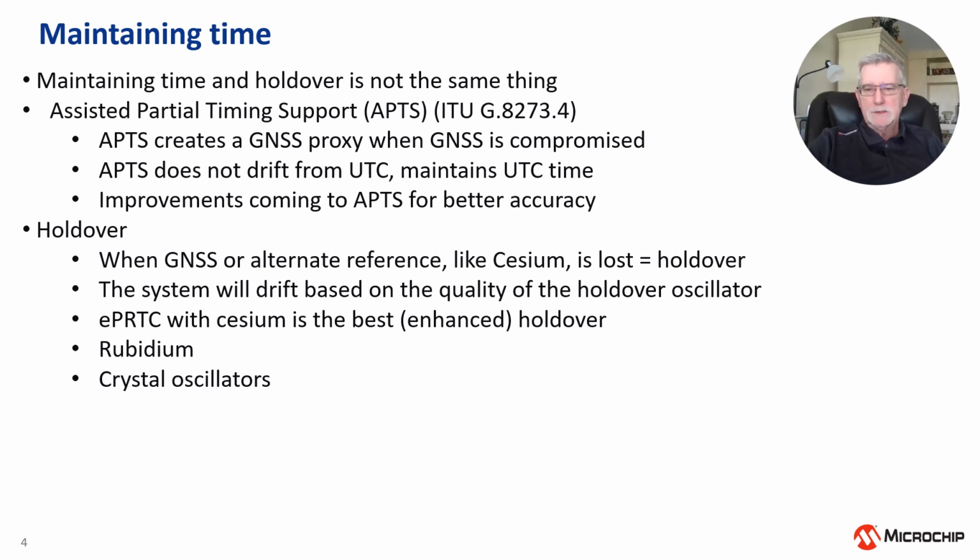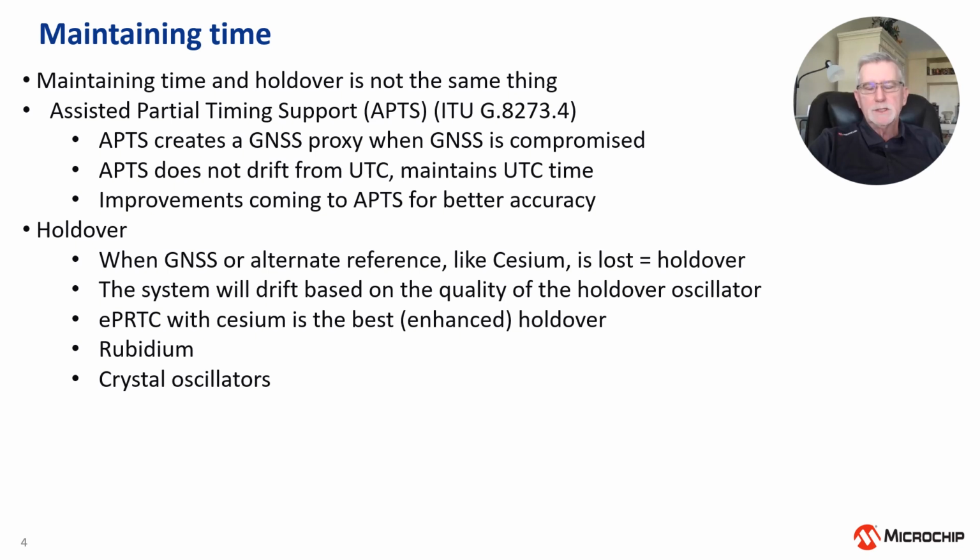A crystal oscillator is the lowest quality of holdover oscillator and drifts fairly fast, where we can accumulate microseconds of error in 24 hours. We can put rubidium oscillators, or rubidium atomic clock oscillators, in receivers as holdover oscillators. They are much better than crystals, where we only have nanoseconds of error accumulation over 24 hours once a reference is lost.